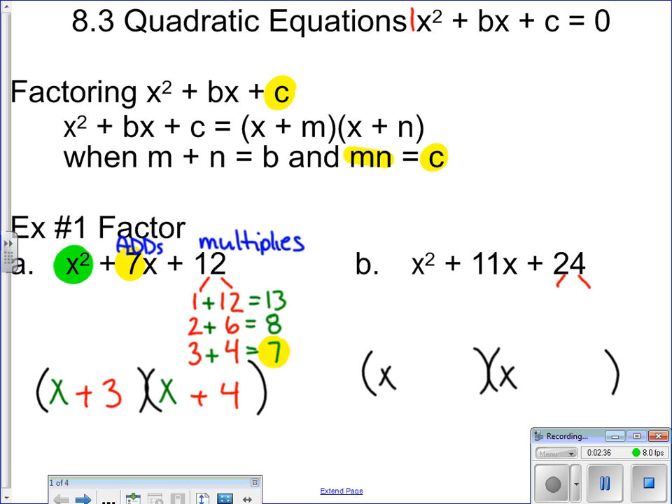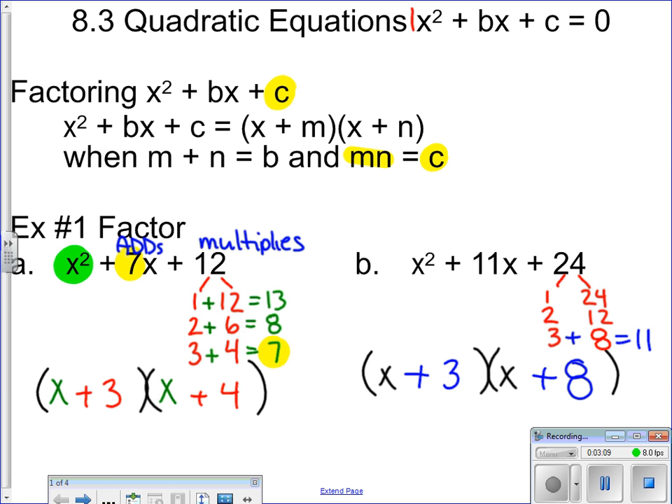So the ways that make 24: 1 and 24, 2 and 12, 3 and 8. Ooh, I think I can stop right there, because isn't 3 plus 8 11? So since 3 plus 8 is 11 and 3 times 8 is 24, I'm going to put x plus 3 and x plus 8. And that's the answer to B. That's how you factor. Multiply to be the last number, add to be the middle number.